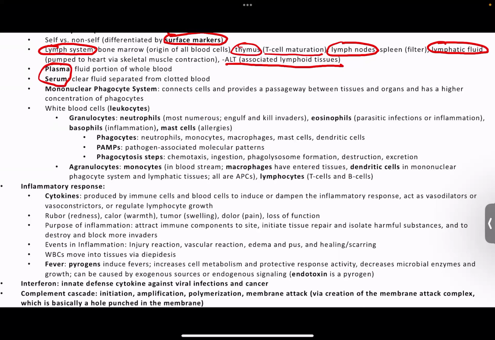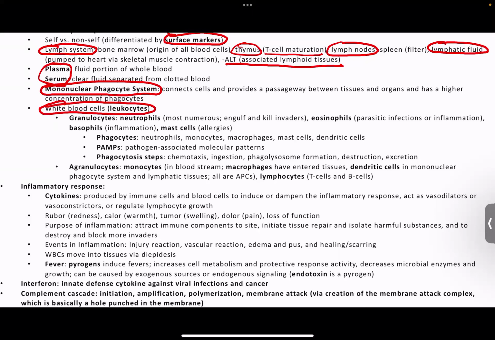That's it. Okay. The mononuclear phagocyte system is basically a way for all of your white blood cells to move around between tissues, within tissues. It's our extracellular matrix that allows your white blood cells to move and communicate and act between the tissues, what we call the interstitium and places like that. And it's usually where we have higher concentrations of phagocytes, which is why it's called the mononuclear phagocyte system. This is where we have a lot of our macrophages and dendritic cells just waiting to see foreign stuff.